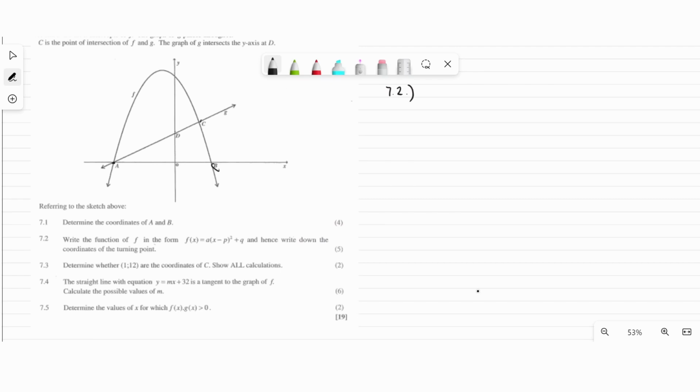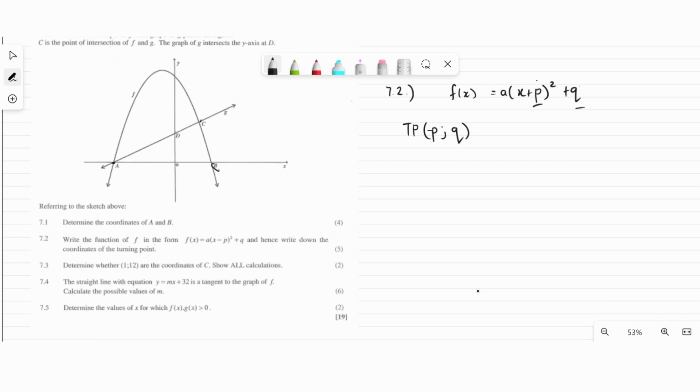7.2 says, write down the function f in the form f of x is equal to a times (x plus p) squared plus q. To write this, with p and q, meaning we're writing it in turning point form, as they said. So we need to find the coordinates of p and q. This is the turning point, which is made out of p and q, right? It's minus p and q. So what we are going to do is basically find p and q.